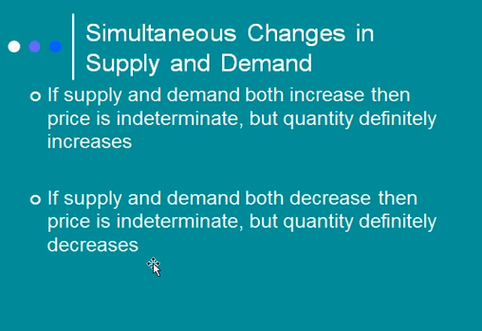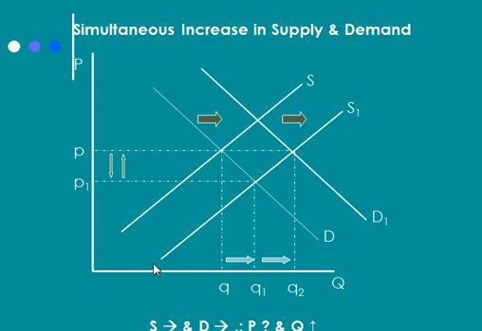Simultaneous changes in supply and demand. This is where it gets kind of sticky. If supply and demand both increase, then we can't tell what the price is. Because if it goes to one extreme, initially it's going to go up or down, and then if it continues on to one extreme, it's going to then reverse. So it's indeterminate if we just know that one or the other increased. But quantity is definitely going to increase. If supply and demand both decrease, then the price we still don't know, but quantity is definitely decreasing.